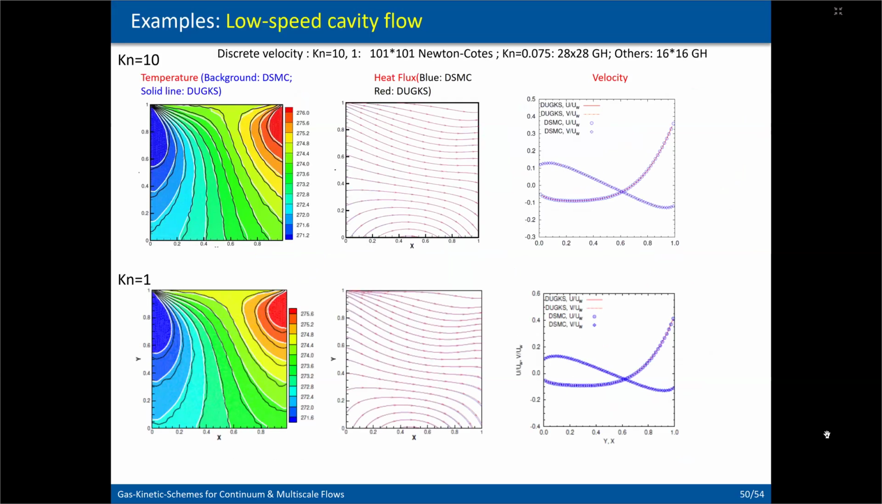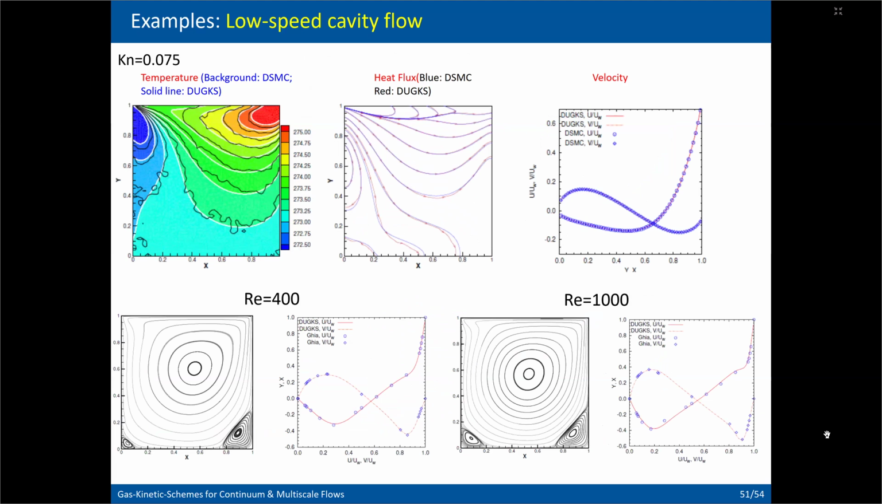We also applied the DGS to microflows. The first test case is low speed microcavity flow. We measured the results at different Knudsen numbers, and the results are in good agreement with DSMC. It is particularly interesting for this Knudsen number. It is known that at this number, it is believed that the Navier-Stokes-Fourier equations can be applied with a slip boundary condition. But this is not true.